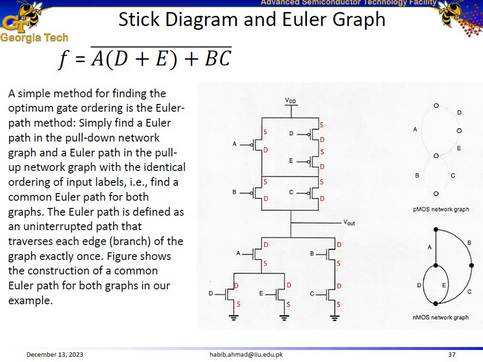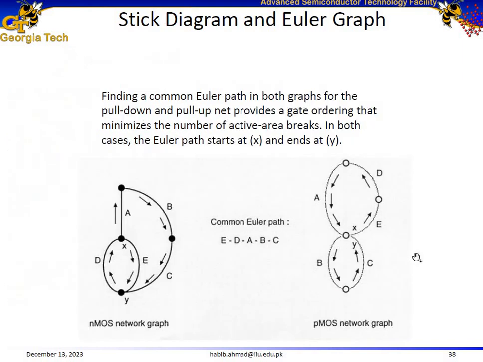Okay, so we formed the stick diagram for this logic function, and then from the stick diagram we form the Euler graph, and from the Euler graph we find the Euler paths. So here for the pull-down network, the Euler path becomes A, B, C, D, E. But does it work for the pull-up network? No, it does not work for the pull-up network.